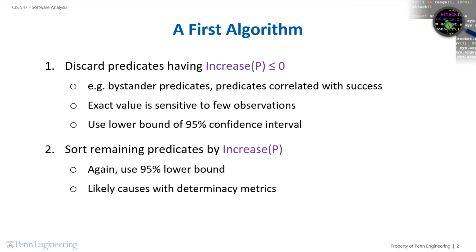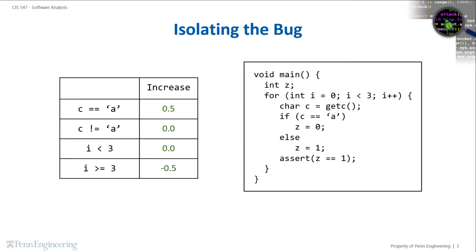For the third predicate, I less than 3, there was one failing run in which the predicate was true and one successful run in which it was true. So its failure score is 0.5. Since these were also the only observations we made of the predicate, the context score will likewise be 0.5. Thus, just like the predicate C not equals A, this predicate's truth is not associated with any significant change in the probability of a run's success or failure.